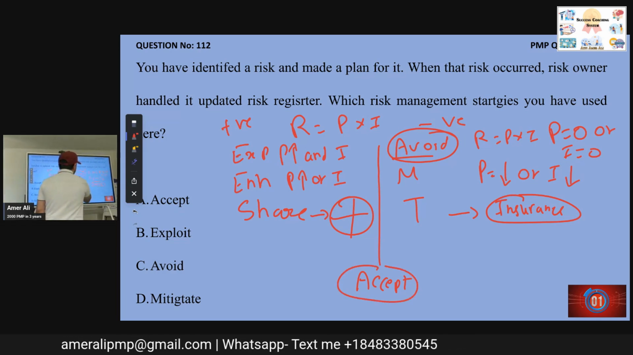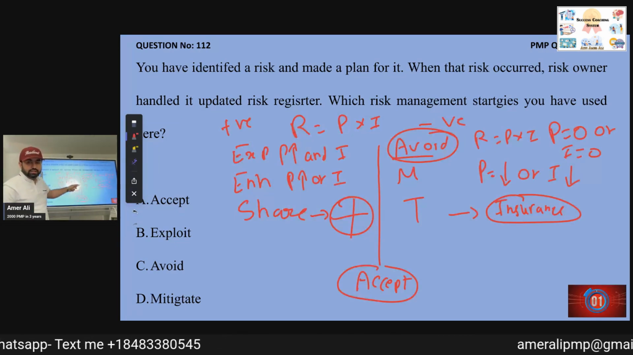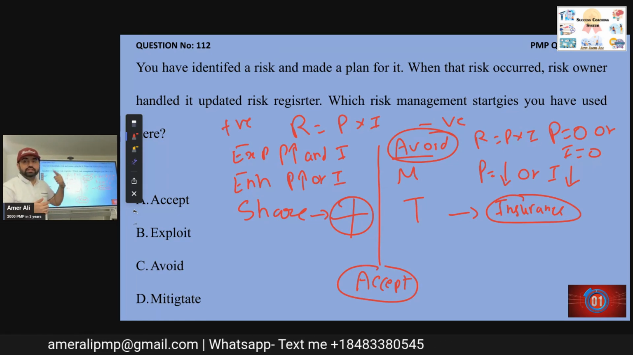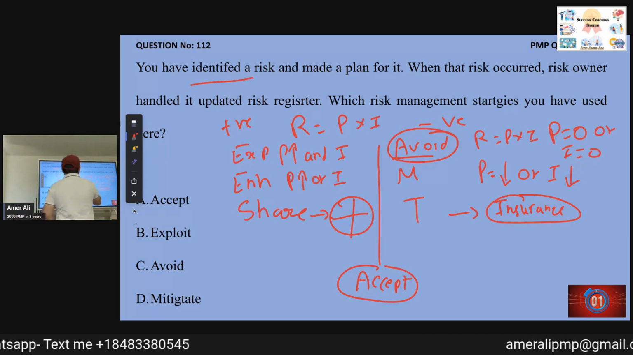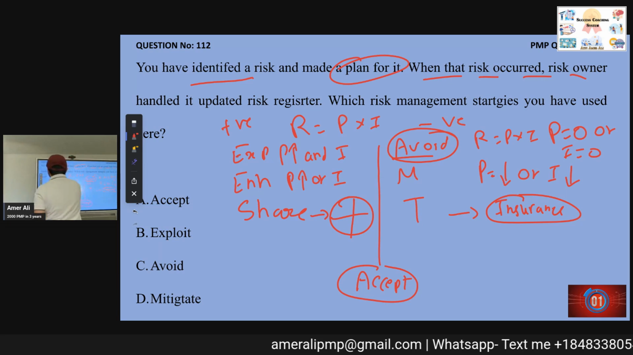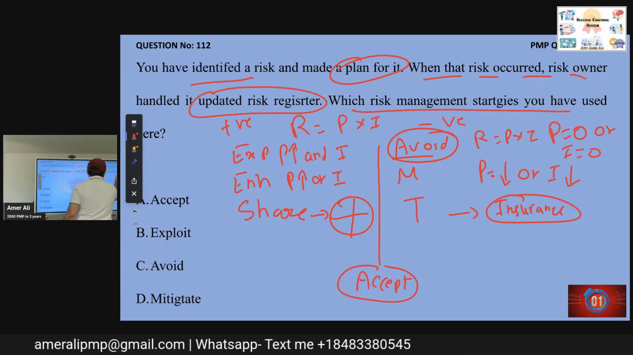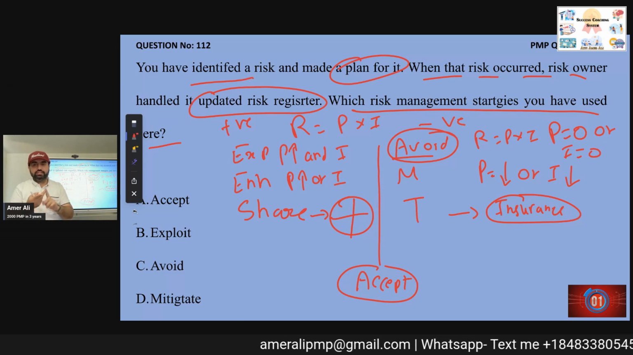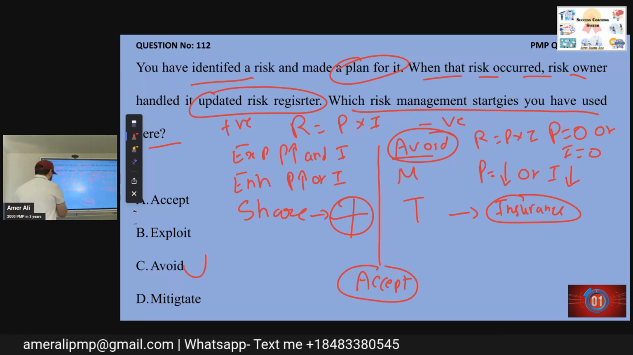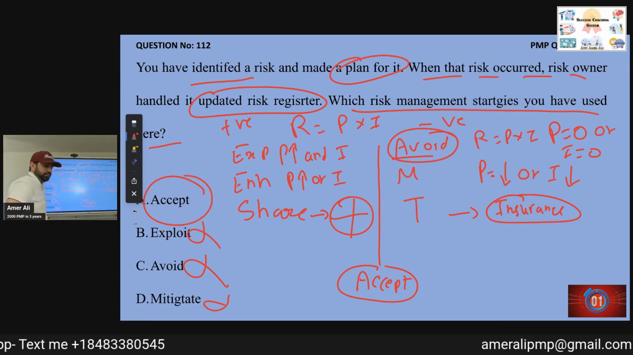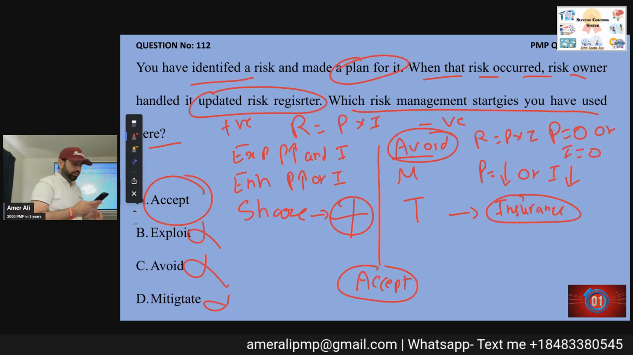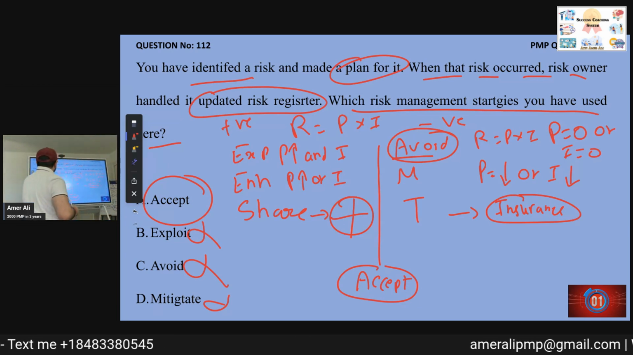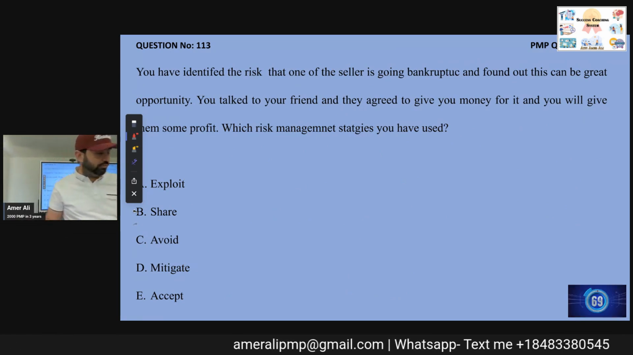Except accept, all above are proactive strategies. You identify the risk, you immediately take action. Accept is you identified the risk, make a plan, and work into that way. Risk owner is there, he will be looking for the risk, and then action will be taken accordingly. You have identified a risk and made a plan for it. When that risk occurred, risk owner handled it and updated the risk list. Which risk management strategy have you used here? Here, I did not proactively take the risk. I waited for it, the trigger occurred, the risk owner implemented that trigger. It is not avoiding it, not exploiting, not mitigation. It is accepting of the risk. Is that clear to everybody? Anyone who is not clear in this? This is an important thing that we must know, because other two, three questions will be from the same thing.